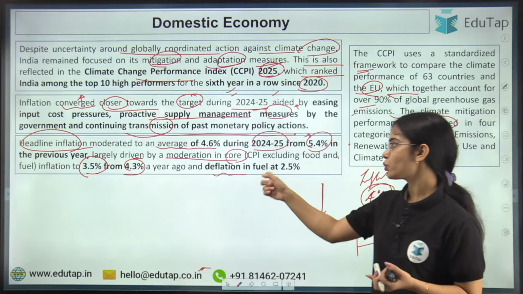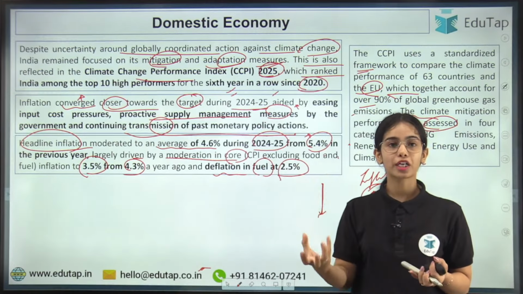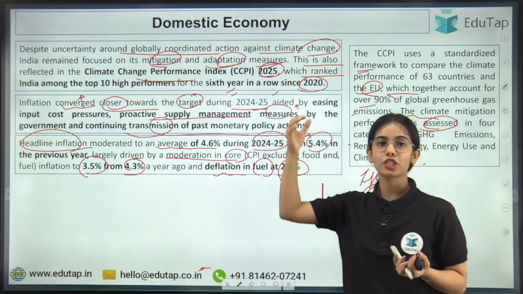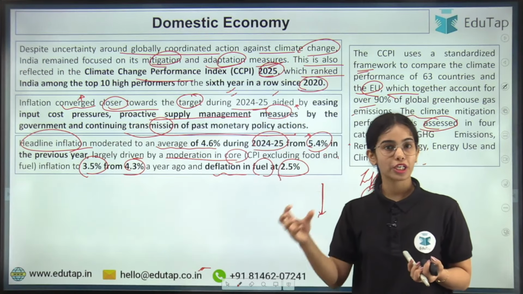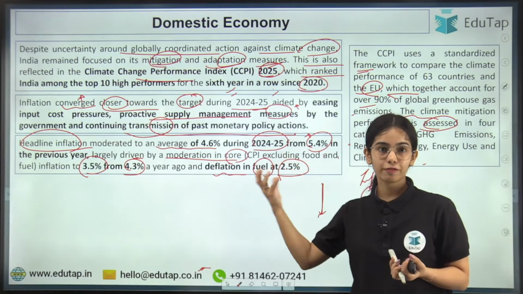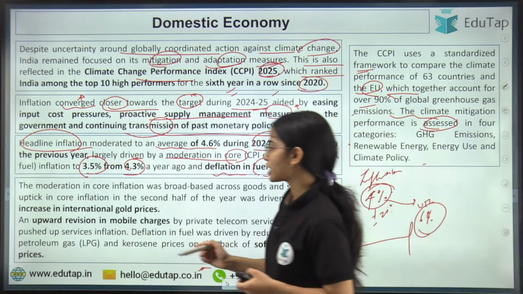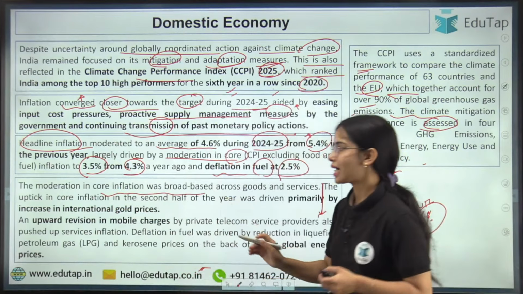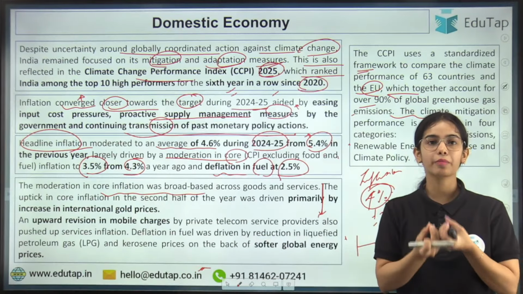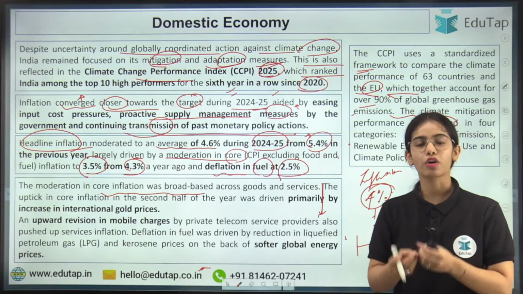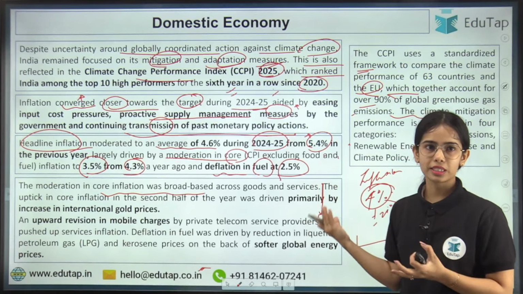So deflation in fuel happened at 2.5%. Actually the headline inflation in our country decreased because of the moderation in core inflation and the deflation in fuel prices. Now the moderation in core inflation was broad-based, and the decrease in core inflation was because of the decrease in prices for goods and services.